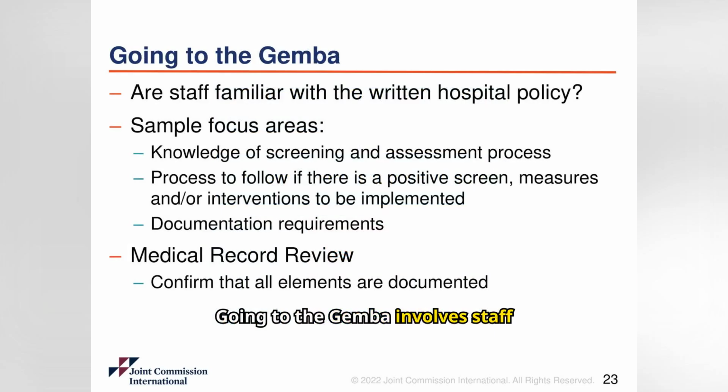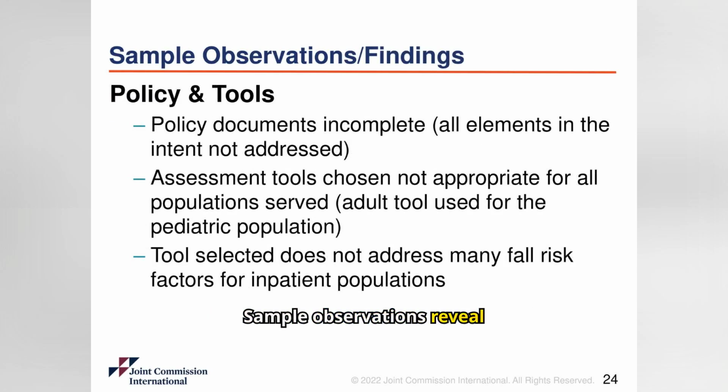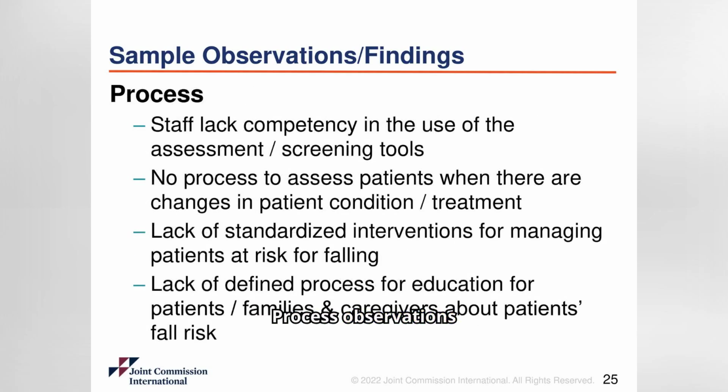Going to the Gemba involves staff familiarization with policies, focusing on screening, intervention processes, and documentation requirements to ensure compliance and enhance patient safety. Sample observations reveal incomplete policies, inappropriate assessment tools, and tools lacking in addressing fall risk factors, highlighting areas for improvement in patient safety protocols. Process observations identify staff competency gaps, lack of patient reassessment, and standardized interventions, emphasizing the need for education and process improvements in fall risk management.